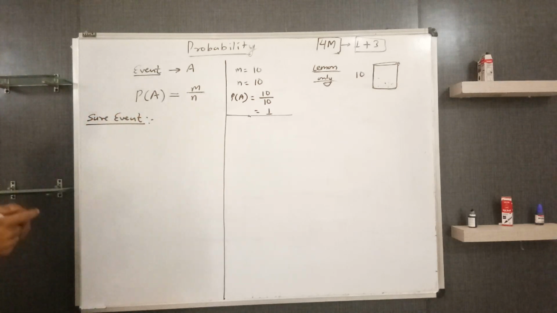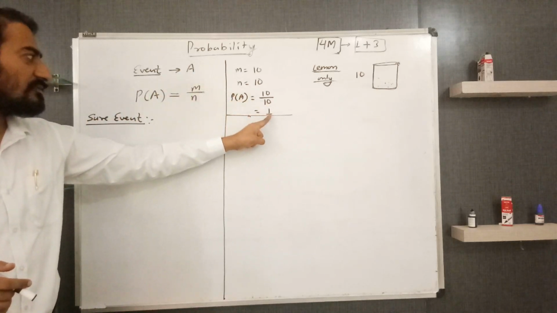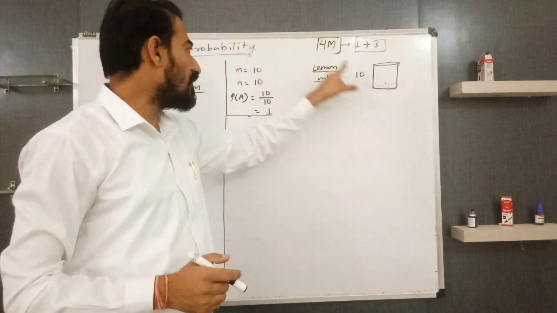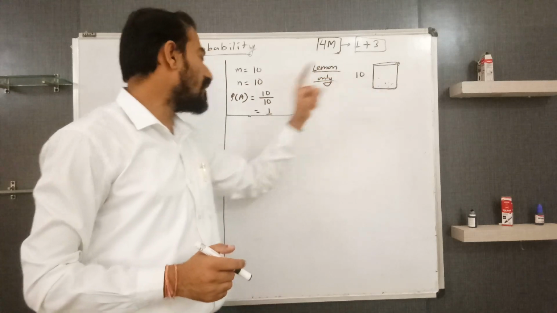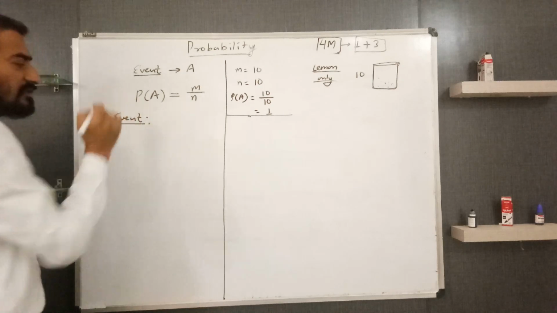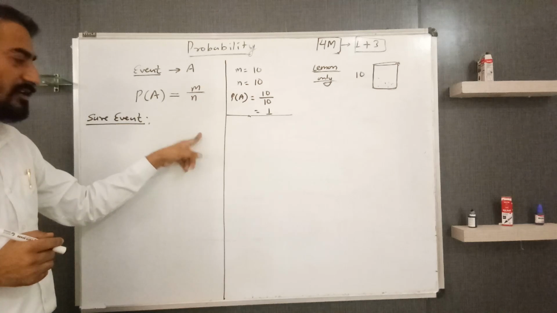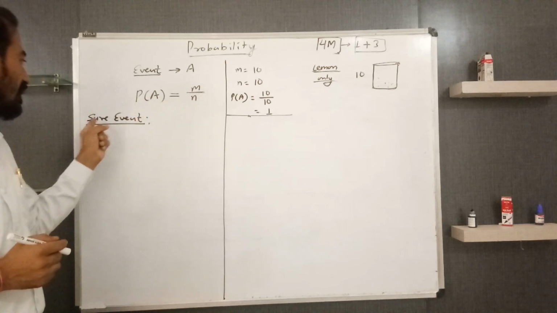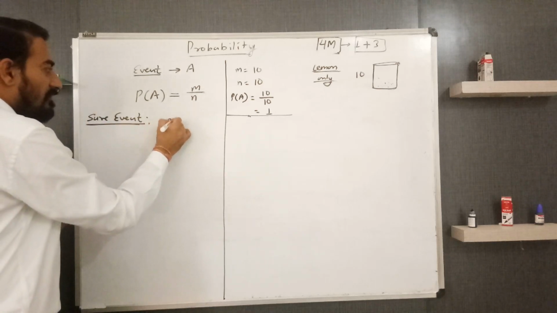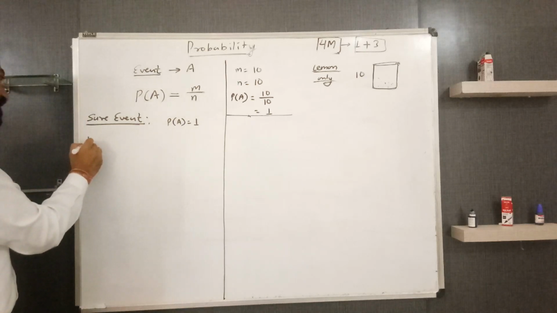Next topic is sure event. So if the probability is 1, or if we say the number of favorable outcomes is equal to the total number of possible outcomes, then such type of events are known as sure events. Or you can say the event which is certain to happen, 100% it will happen, is known as a sure event. So in case of a sure event, its probability will be 1. Next one is impossible event.